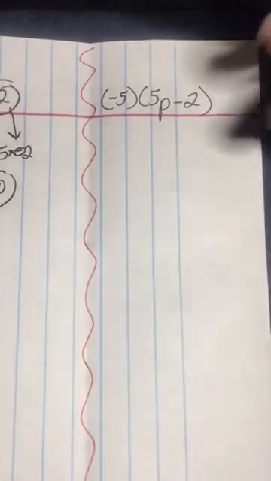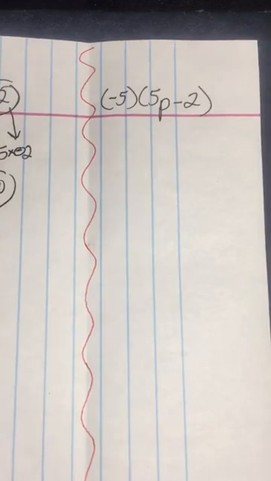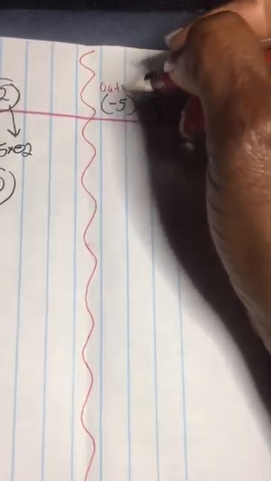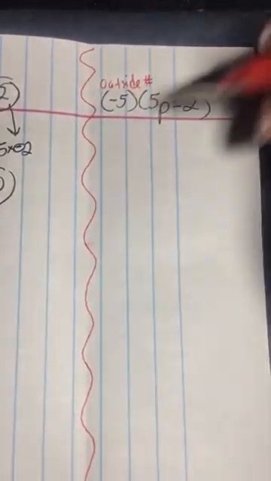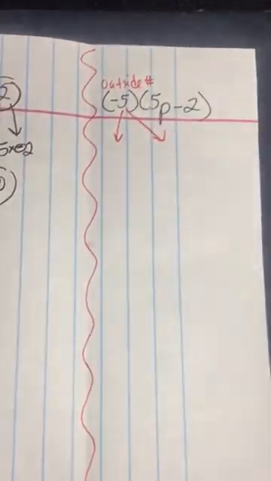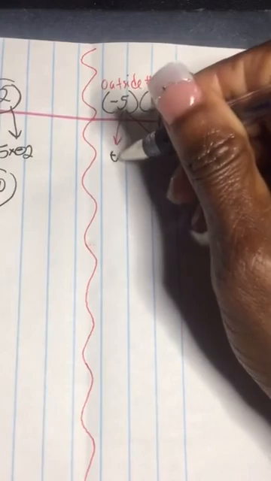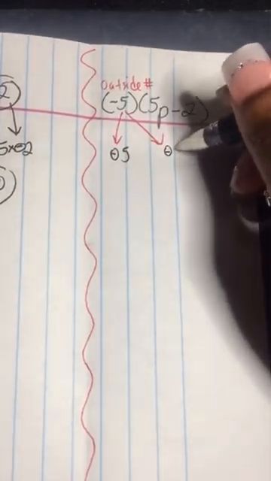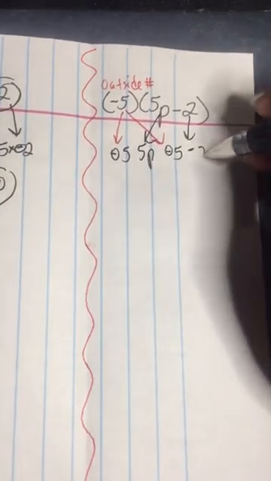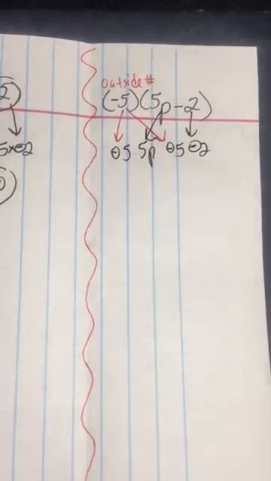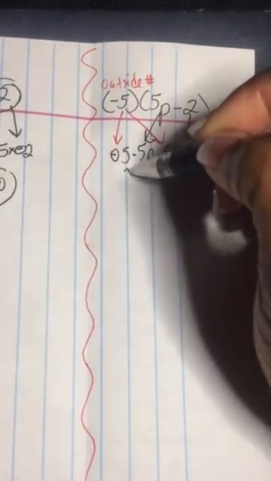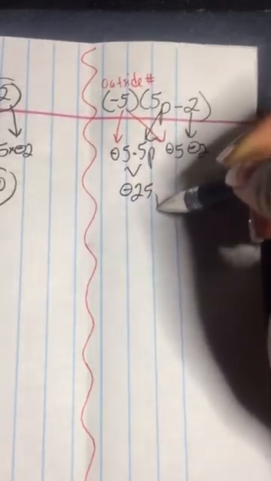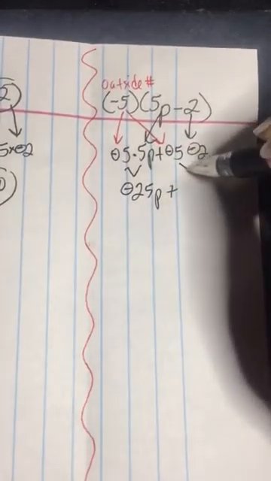Last but not least, you can have your outside number in the front with parentheses. It is still the outside number, which means that you're going to draw a V, inverted V, from this -5. You're going to write your -5 here, -5 here, bring down your 5p, and your -2, well, you get the point. -25p plus 10 is our answer every time.